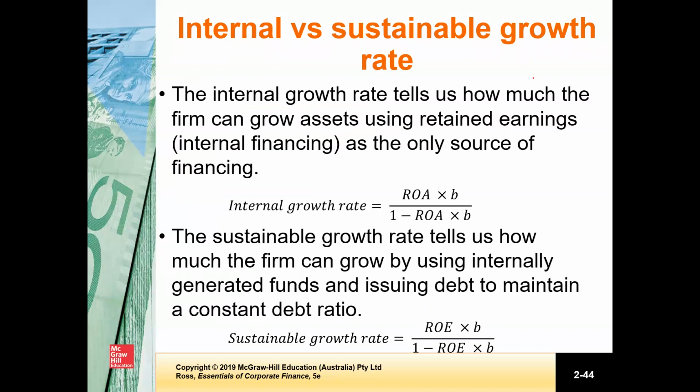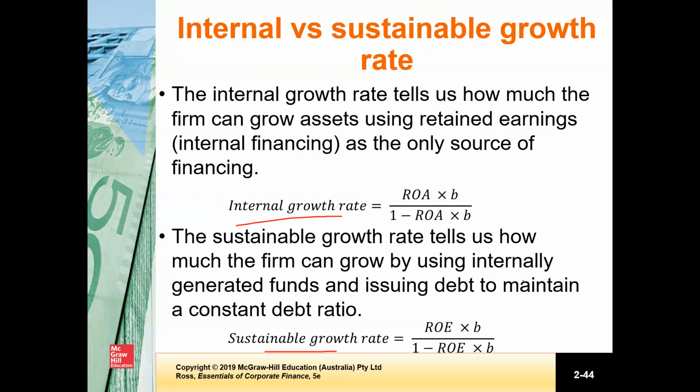Now, one is internal growth rate, another is sustainable growth rate. The internal growth rate tells us how much a company can grow using its retained earnings. As we have seen in the last slide, the retention ratio is, for example, 63%, and more retention means higher growth. So if a company retains its earnings, that means it uses internal financing, and how much growth the company can achieve is the internal growth rate.